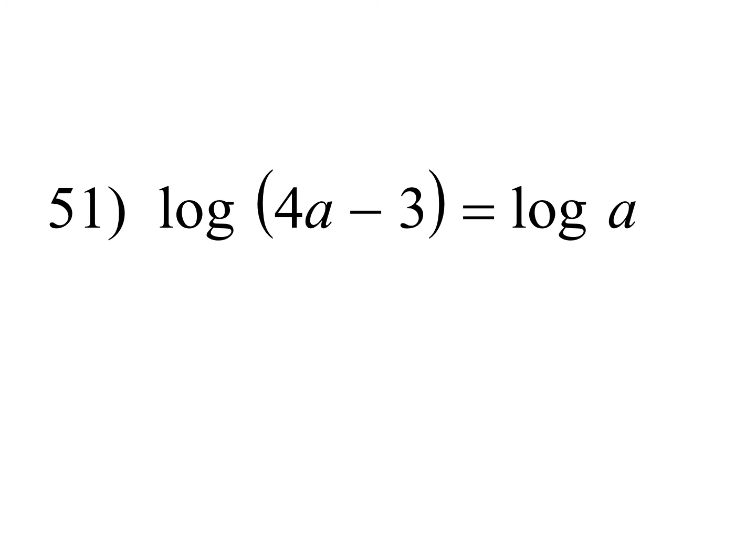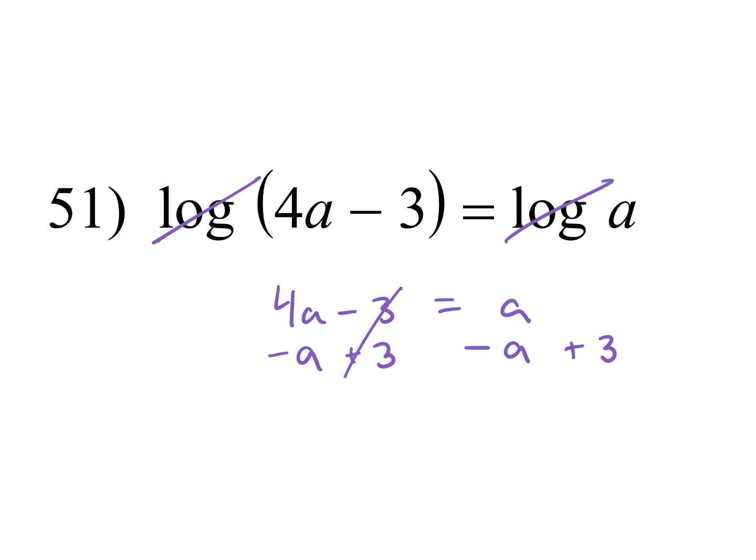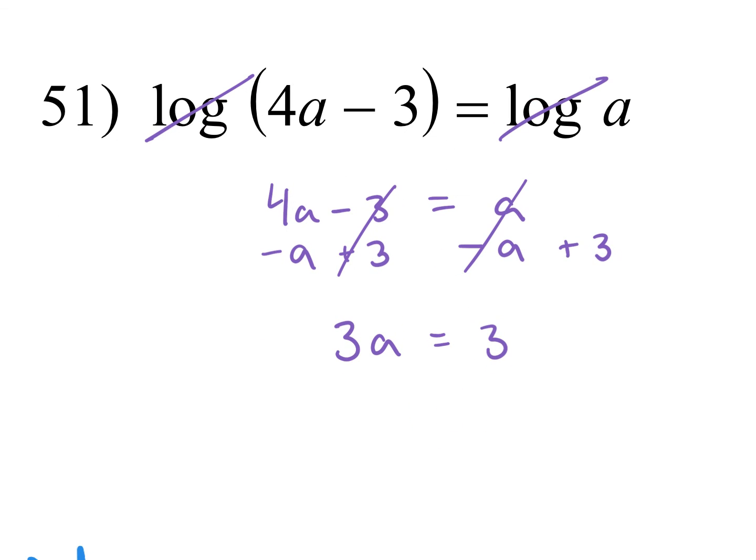So 51, I have a log is equal to a log, so I can cross out the logs and then just set the rest of it equal to each other. So 4a minus 3 is equal to a. I want to combine my like terms, so subtract a to the other side, and I'm going to add 3 to the right side, so I move the number to the other side. So 4a minus a would be 3a is equal to 3. And then we divide 3 on both sides, so a is equal to 1.